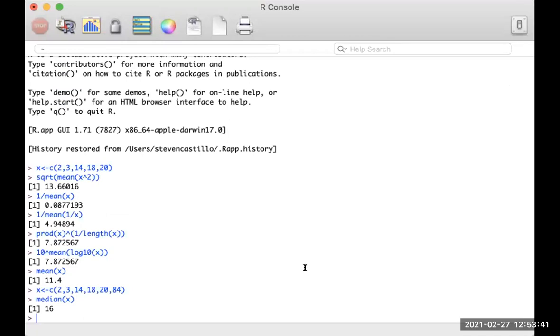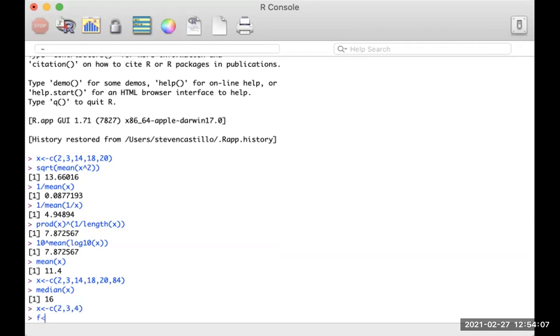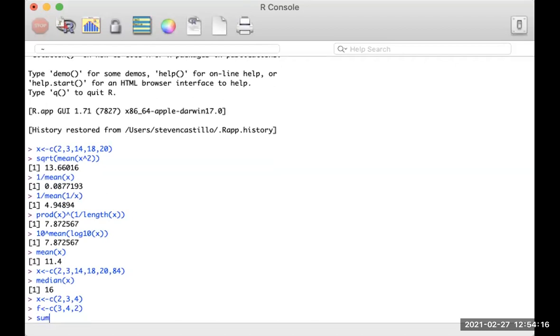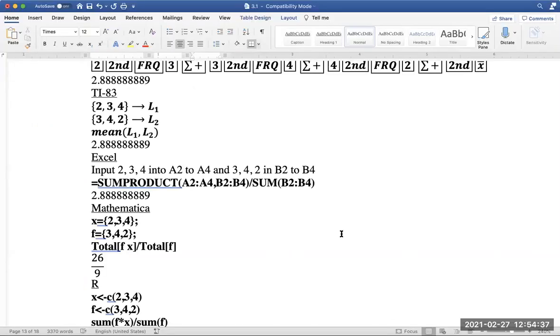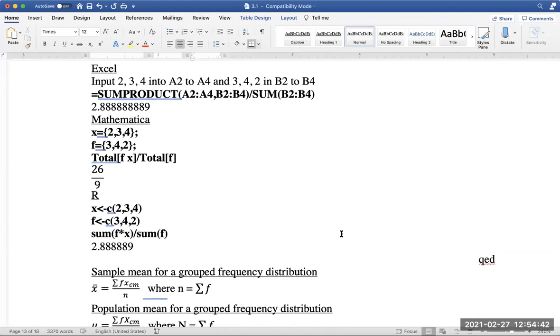Okay. Let's do R. Again, these are a little bit more difficult because you're dealing with two columns of data. One is your data, the other is your frequencies. So let's call this X: 2, 3, 4. And my F, I'll call this 3, 4, 2. And so let's do the sum of Fx over the sum of F. 2.88, okay? There it works. Okay, so that's how you would use technology for that.